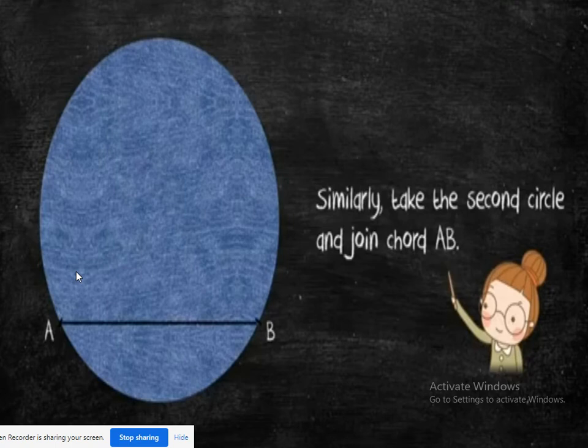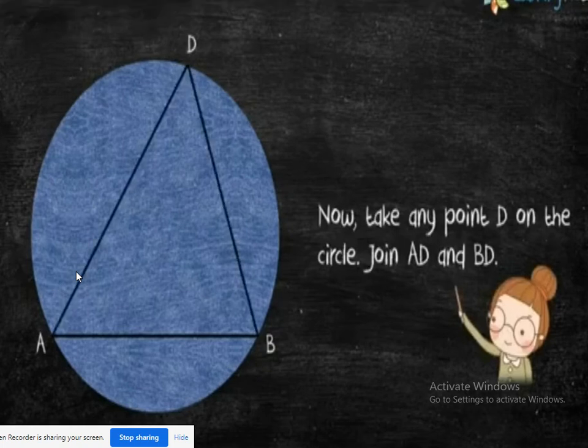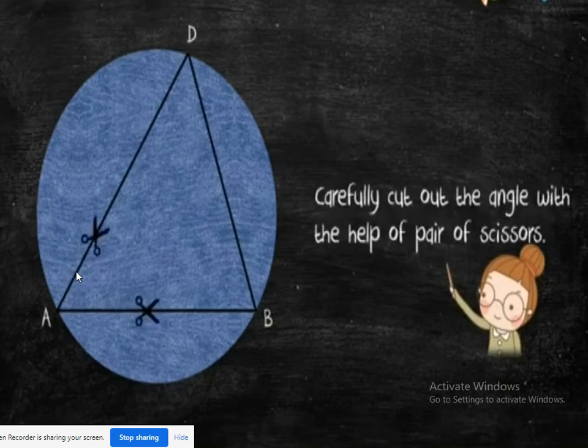Next, take the second circle now. You have marked points A and B there also, right? Now join chord AB. Once you join chord AB, take any other point D on this circle and join AD and BD like this. Again, cut this angle carefully with the help of scissors. So this is angle ADB. From the first circle, the orange circle, we got angle ACB, and from the second circle, we got angle ADB.